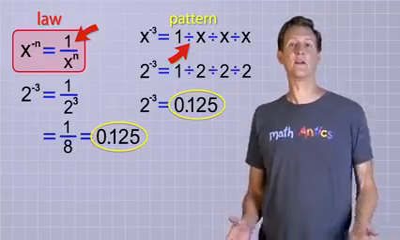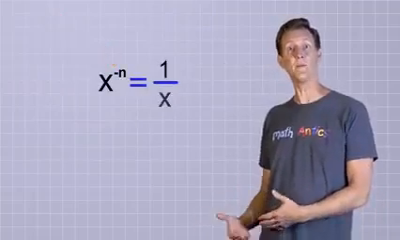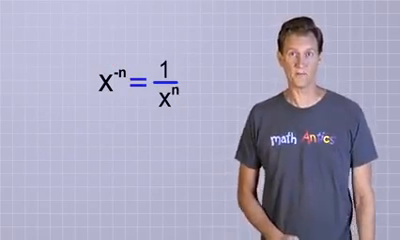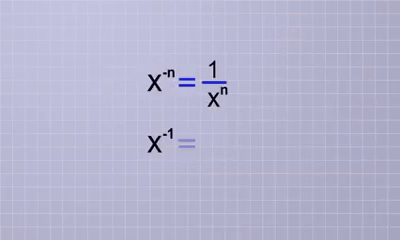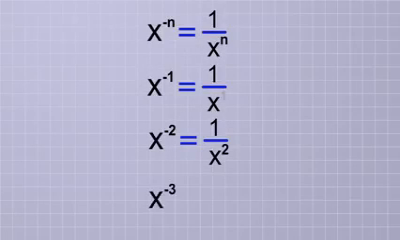And now you know how to handle any expression with a negative exponent. It's just 1 over the same expression with a positive exponent. X to the -1 is 1 over x to the +1, or just 1 over x. X to the -2 is 1 over x to the +2. X to the -3 is 1 over x to the +3, and so on. All right, 3 laws.